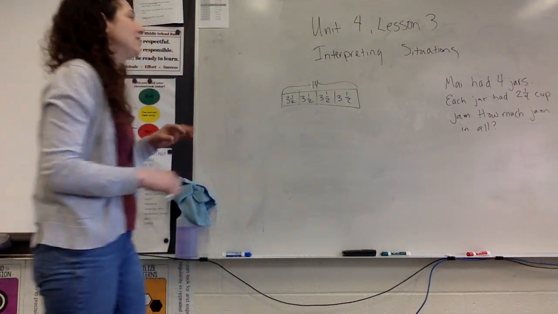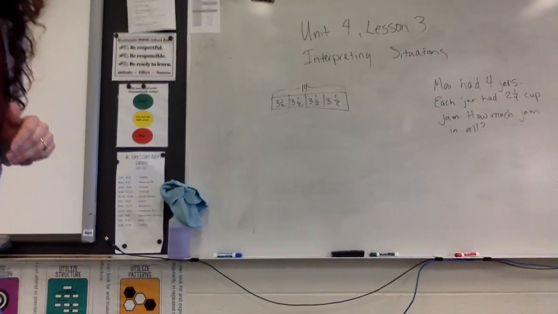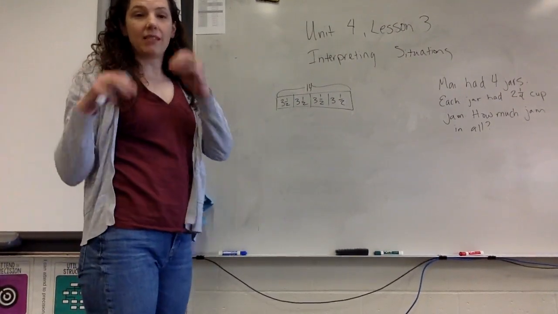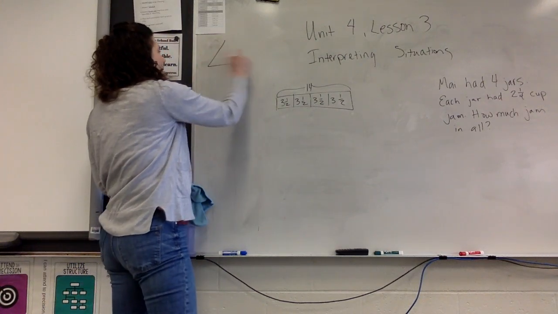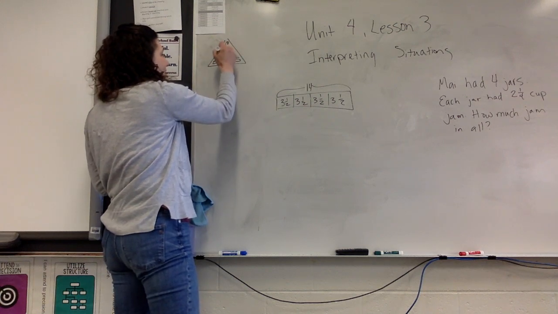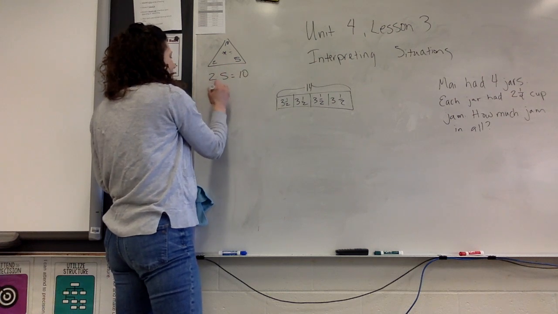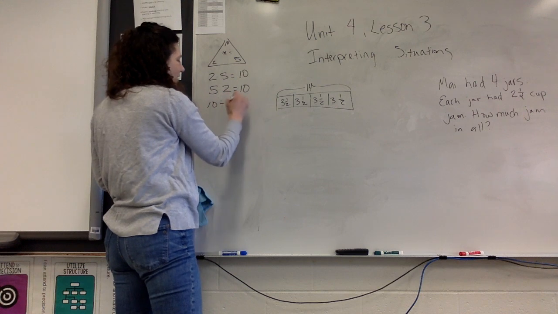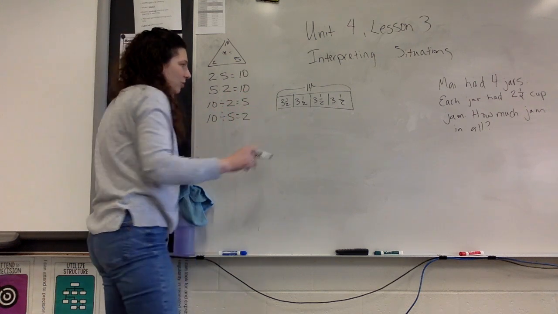This is Unit 4, Lesson 3, and today is all about interpreting situations. We're being asked to write both multiplication and division sentences for different situations, and we know that multiplication and division are linked, right? If I have a fact family like 2, 5, and 10, that can represent 2 times 5 equals 10. It can represent 5 times 2 equals 10. It can represent 10 divided by 2 equals 5, or 10 divided by 5 equals 2.